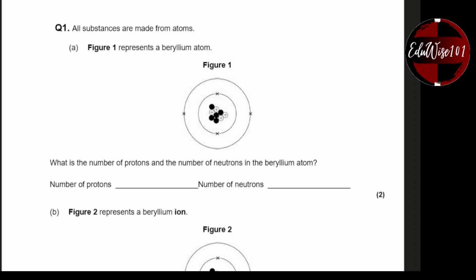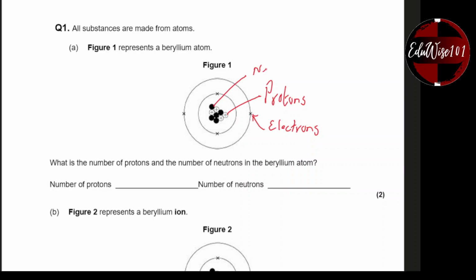So, how do we find out the number of protons and the number of neutrons from this diagram? See these positive signs, there's 4 of them. Those belong to particles which have a positive charge. So if I label them, those are the protons. The crosses are the electrons.